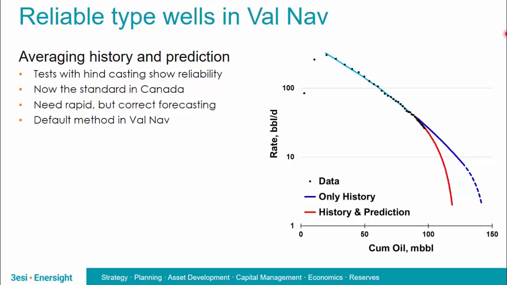Using history and prediction is the standard in Canada, where Value Navigator dominates the market. And it's the standard because to use this approach, you need very quick and good forecasting. And that's available to you in Value Navigator.